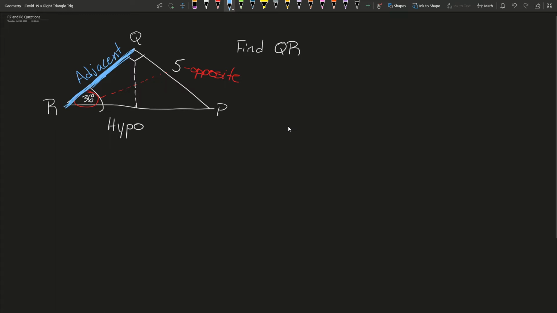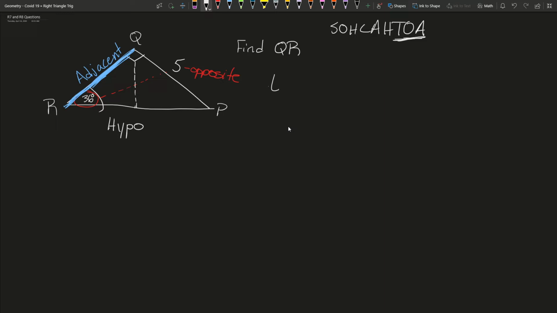Okay, so we're trying to find the length of that blue side that I just have highlighted. In order to do that, we have to take what we know and plug in what we don't know, and try and find what we don't know. We're given opposite and adjacent, and the only trig function that has opposite and adjacent in it is tangent. So we're going to have to use the tangent of our angle in order to find the adjacent side. And again, we're using tangent because we're given opposite and we need to find adjacent.